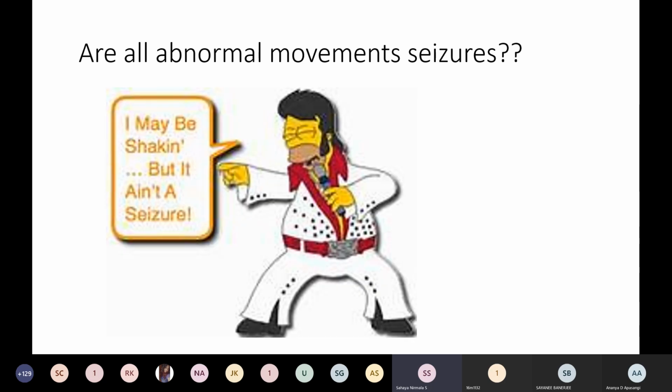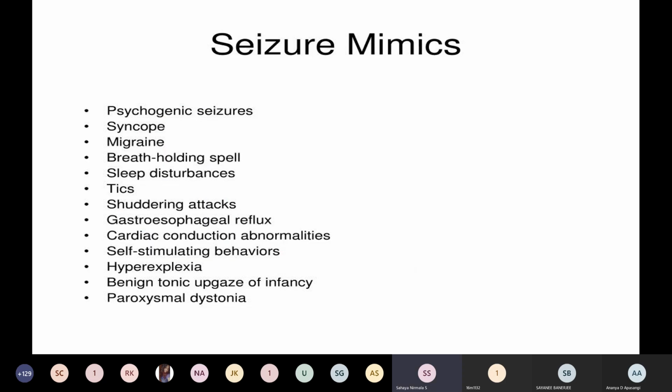Now, are all abnormal movements seizures? The answer is no. You have something called seizure mimics. These conditions appear like a seizure. They mimic a seizure, but they are not actually seizures. It's a long list of conditions, but here I have put just a few which are very common and where we really need to differentiate between a seizure and a seizure mimic.